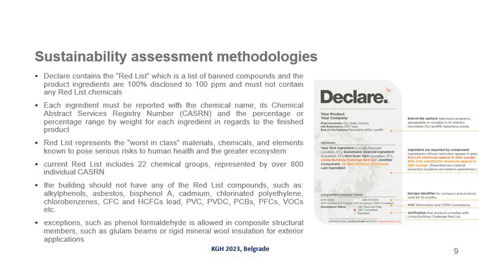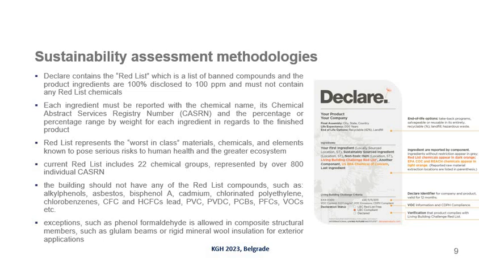The red list represents the worst-in-class materials, chemicals, and elements which pose serious risk to human health and to the ecosystem overall, and this list gets updated throughout the years. The current list includes 22 chemical groups represented by over 800 individual CASRNs. The specific CASRN list was created in collaboration with the Healthy Building Network and the Pharos Chemical and Materials Library, and in order to be certified as a sustainable building according to the Living Building Challenge standard, the building should not have any of the red list components.